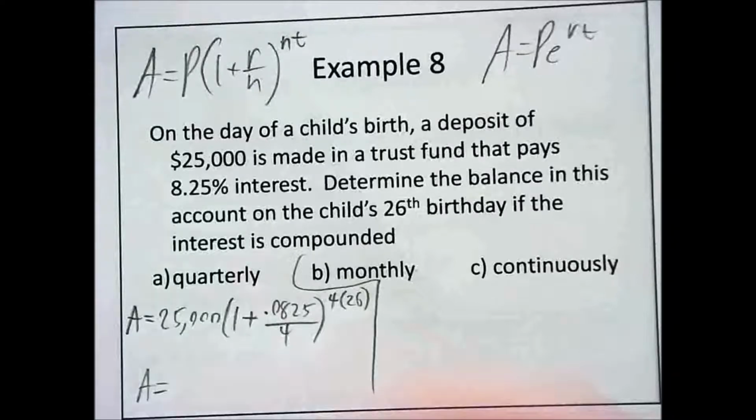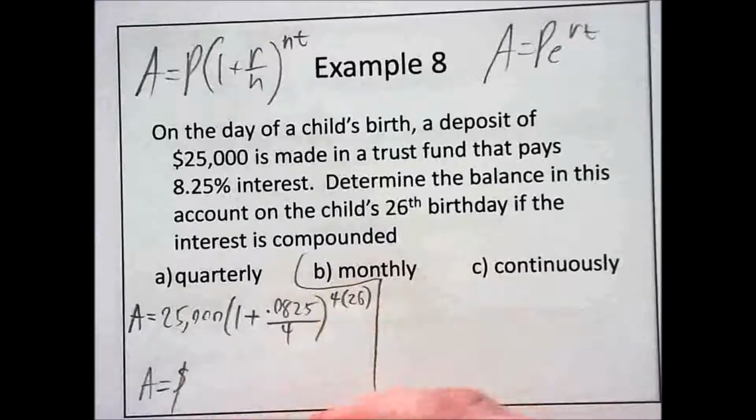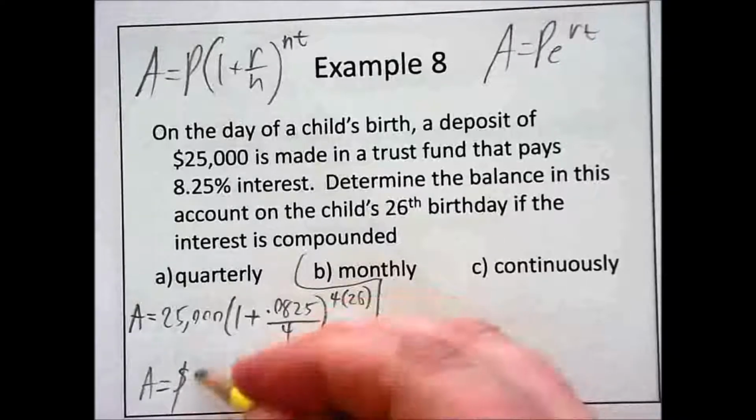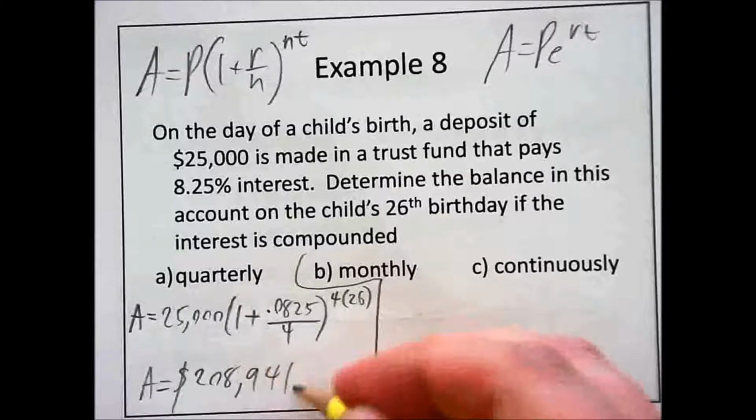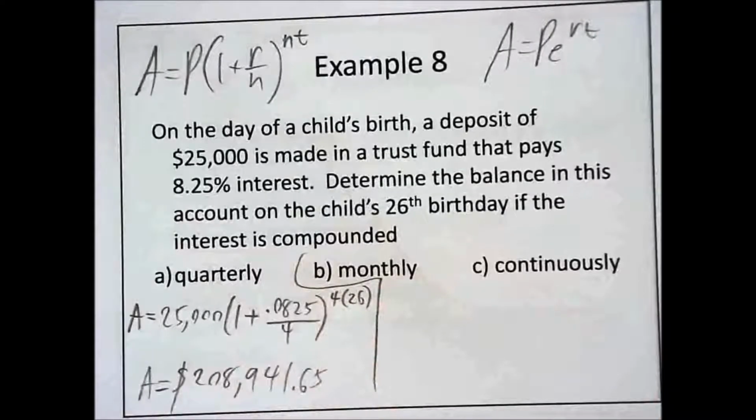So how much does the kid get on his 26th birthday? It's a decent number. $208,941.65. Anybody else get that? Yep. Now, admittedly, 8.25% is a pretty good rate of return. Stock market averages about 7% over its lifetime. So, 208,000, that's a pretty good rate of return over that amount of time. That's why you start saving right when you get a job, because those 26 years or a lot longer before you retire builds up a lot.